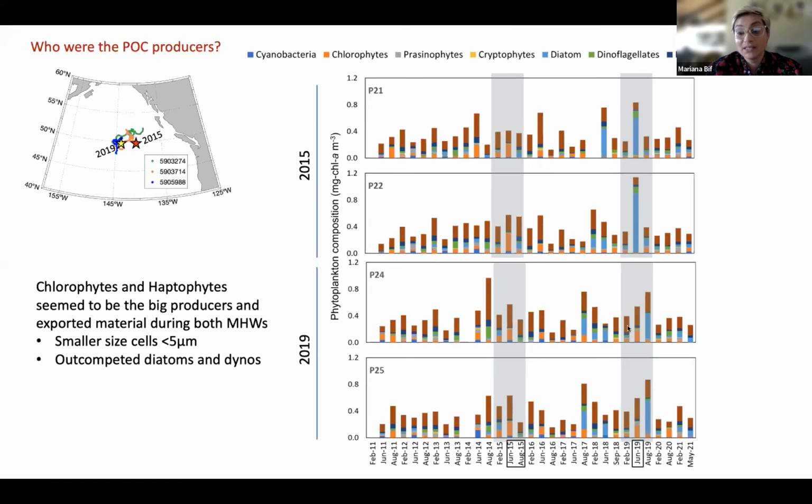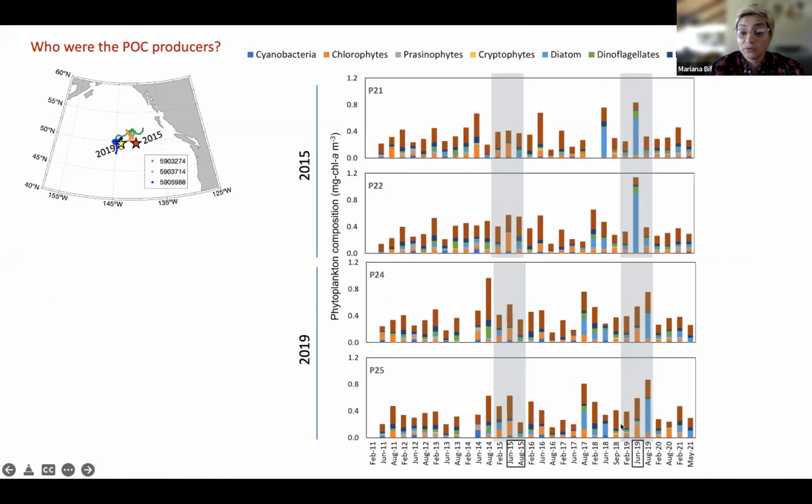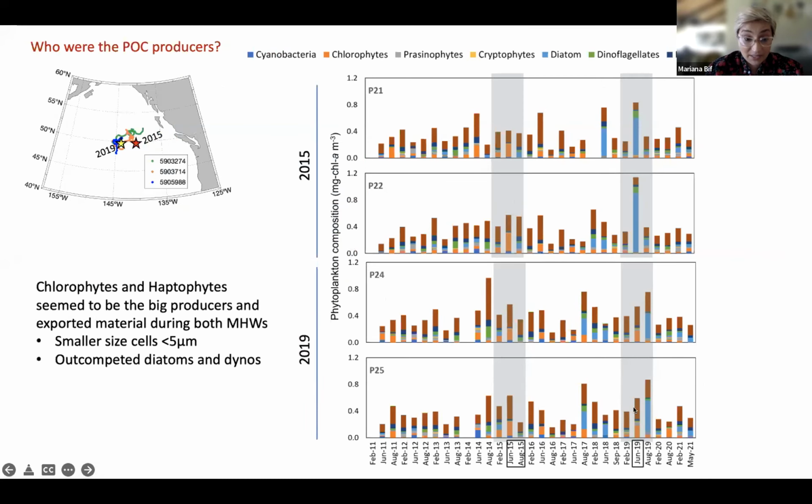And in 2019, remember that this POC really started getting exported early in the year. This was also chlorophytes and haptophytes. So they are smaller cells, less than 5 microns, and they outcompeted diatoms and dinoflagellates during both of the marine heat waves, which is very interesting because you would think that more export would mean bigger diatoms sinking because they can be ballasts, but no, it was probably chlorophytes and haptophytes.